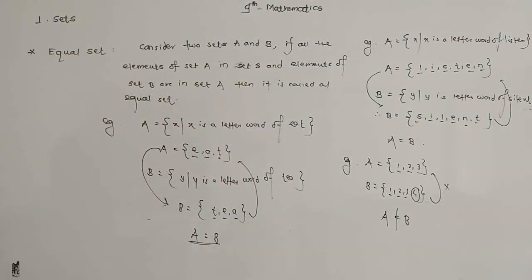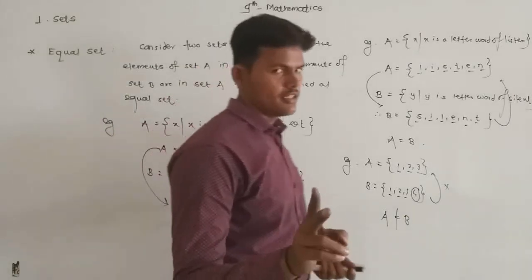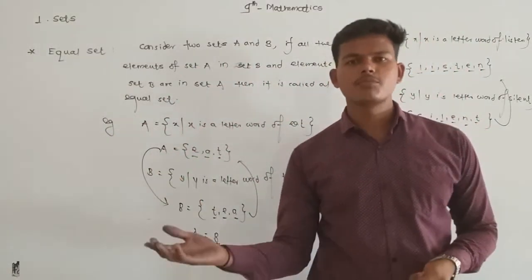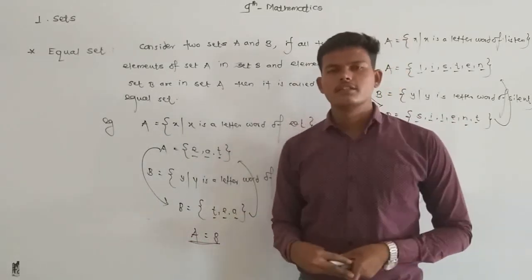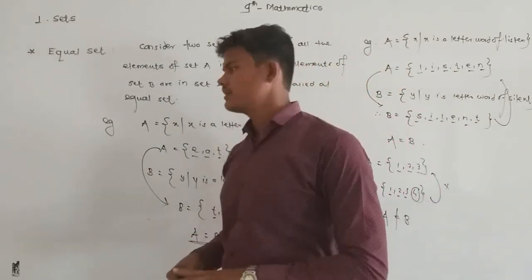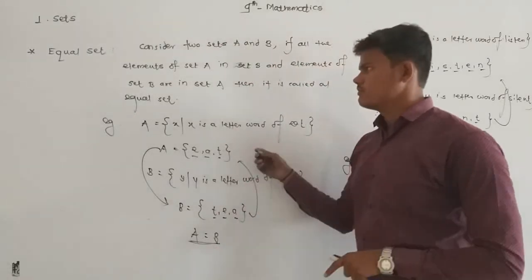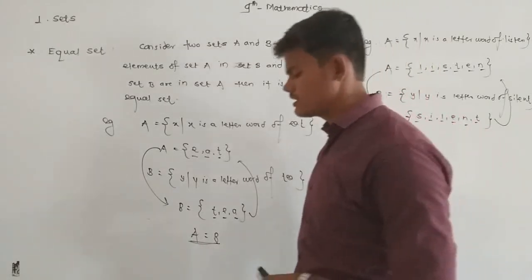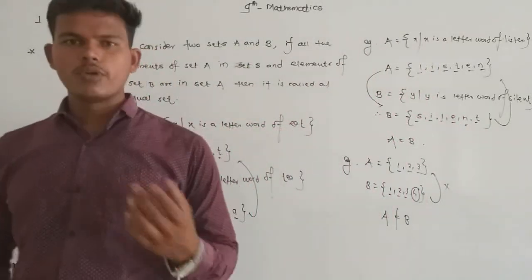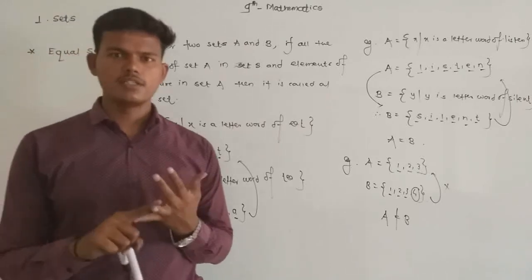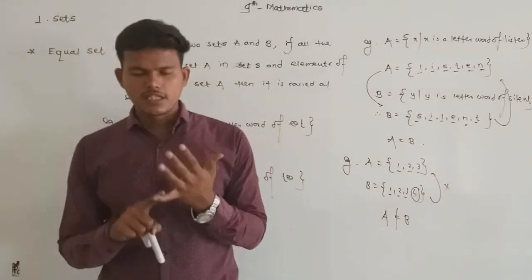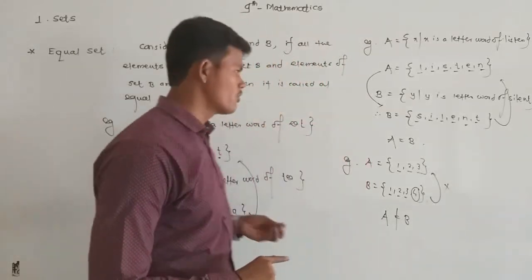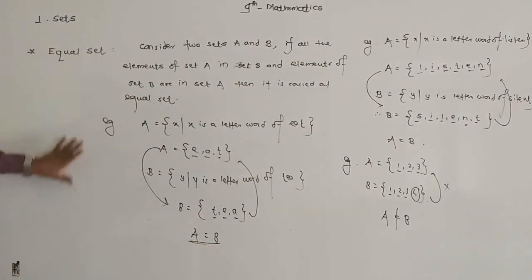Suppose we are considering two sets, then if all the elements of set A are present in B and all the elements of B are present in set A, then we call it an equal set, and in mathematical form we represent equal sets with the equal to symbol. In today's lecture we discussed two main points, types of set and equal set. There are four types of set: singleton set, empty set, finite set, and infinite set. And finally we saw one more point, that is equal set.